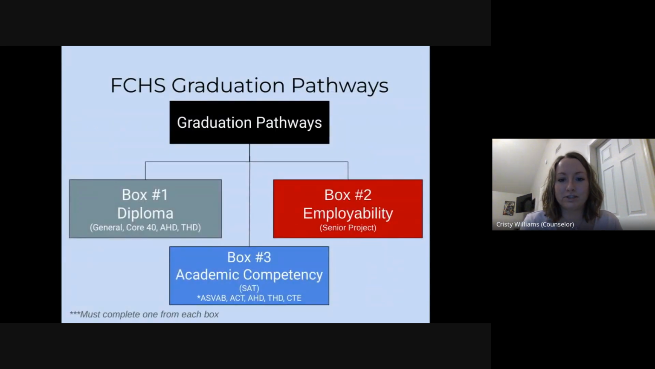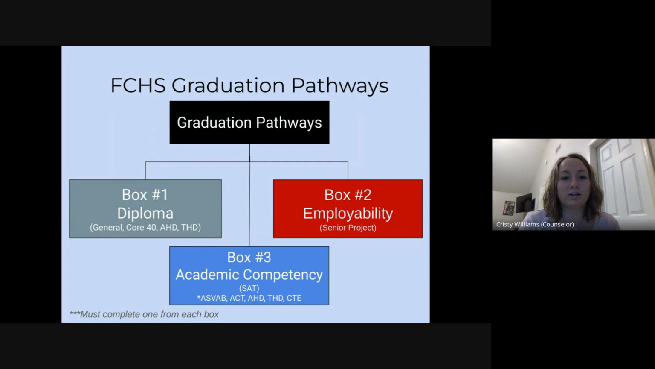So one of the first things that I'll be talking about tonight is graduation pathways. This includes courses and different diploma types that we'll get into, but it also includes other steps that your student will take throughout their 4 years of high school to graduate successfully, on time, meeting all of the Indiana diploma requirements for graduation. You can see in the nice little graphic what I'll be talking about first will be everything in box 1.